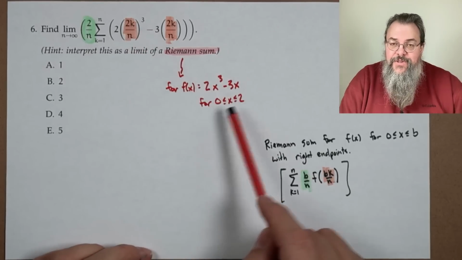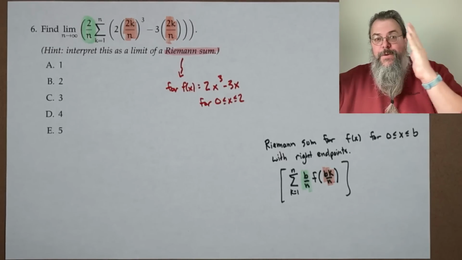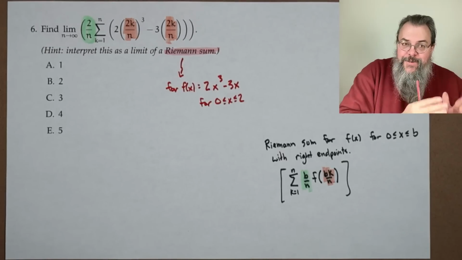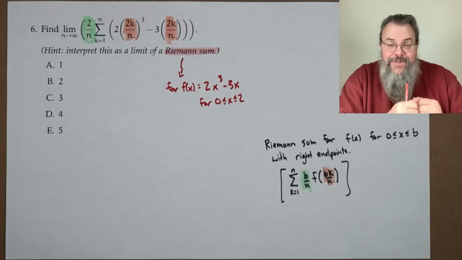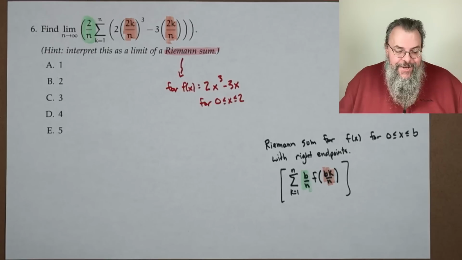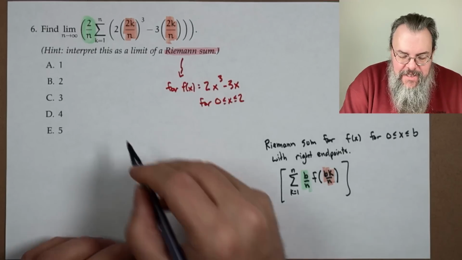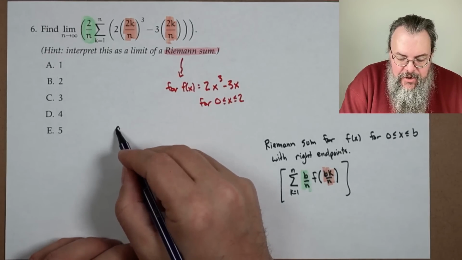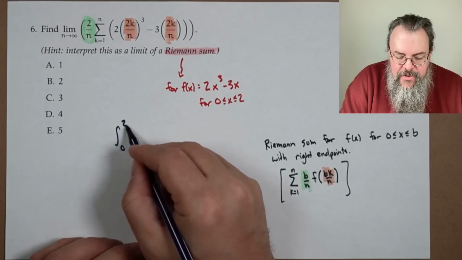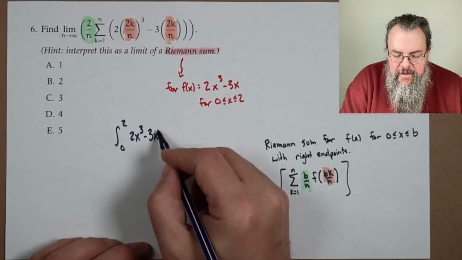So 0 to 2. So now it's like, whoa, we're looking for the area under the curve 2x cubed minus 3x between 0 and 2. We can just integrate. We have the technology. All right, so this is going to become the integral 0 to 2 of 2x cubed minus 3x.